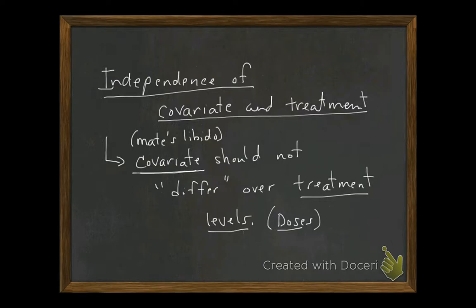So this is one place where we actually go in with an intent, and when we run that, we want to make sure that we don't have statistical significance. In other words, we don't want the mate's libido to be different across the placebo, low or high doses. So again, we'll run ANCOVA to test for this assumption, and we hope that we get a result that's not statistically significant. If we get a statistically significant result, then we've violated the assumption.